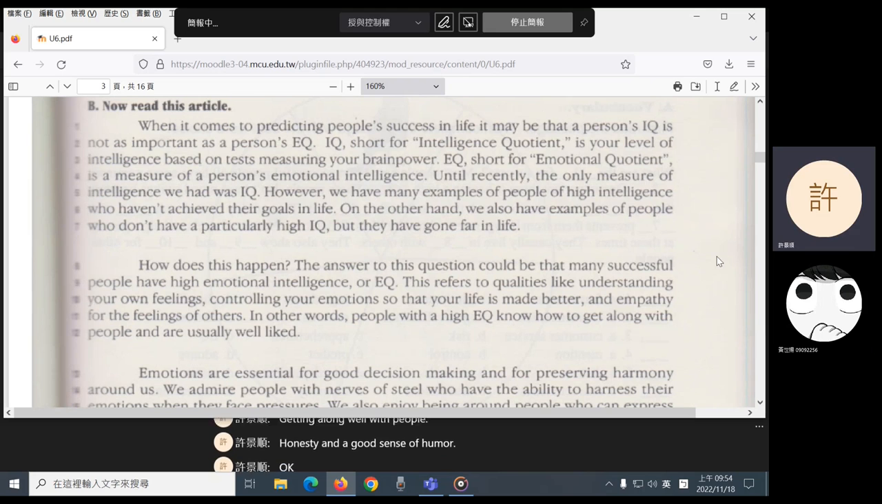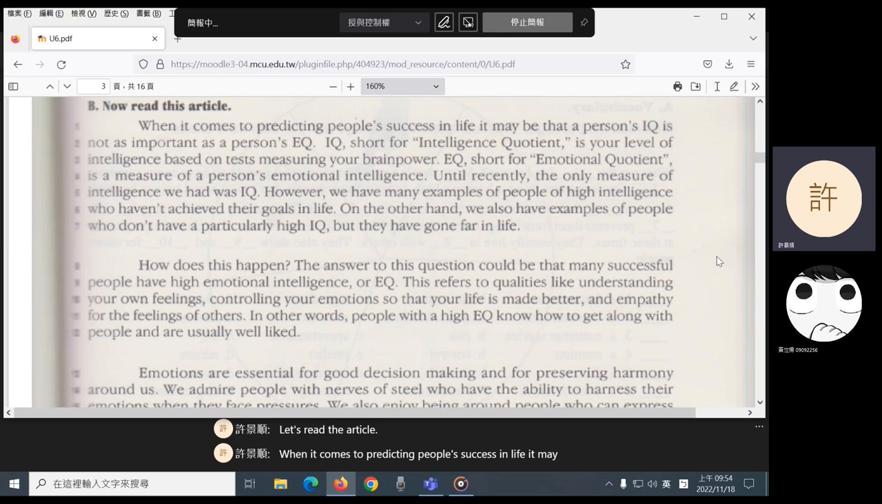Okay, let's read the article. When it comes to predicting people's success in life, it may be that a person's IQ is not as important as a person's EQ. IQ, short for intelligence quotient, is your level of intelligence based on tests measuring your brain power. EQ, short for emotional quotient, is a measure of a person's emotional intelligence. Until recently, the only measure of intelligence we had was IQ.